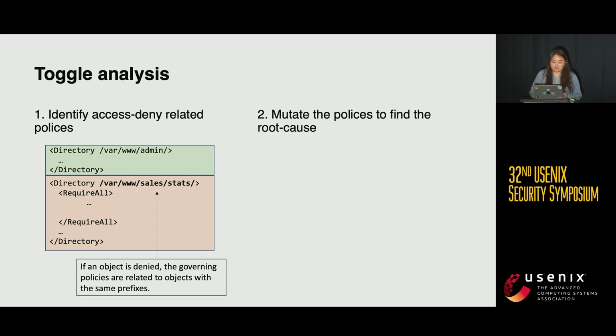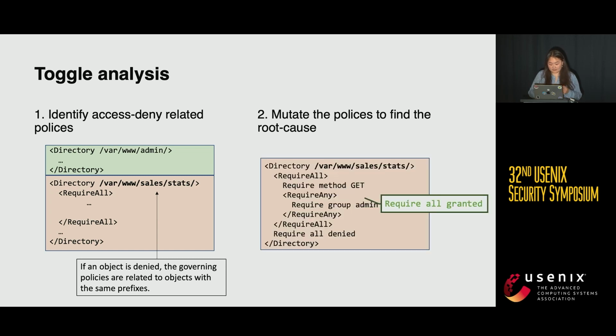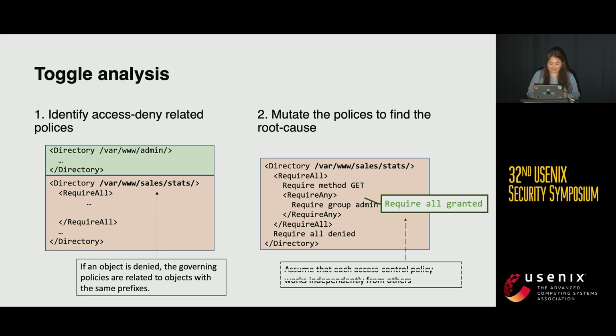And second of all, we want to mutate the policy to find the root cause. Under one object, there might be multiple policies. Without going through white box and understanding the code logic, we're trying to mutate each rule and see which rule will cause the deny. This is under the intuition that we assume each access control policy works independently from others. And by annotating these two intuitions into our automatic framework, we're able to do toggle analysis on various server applications.